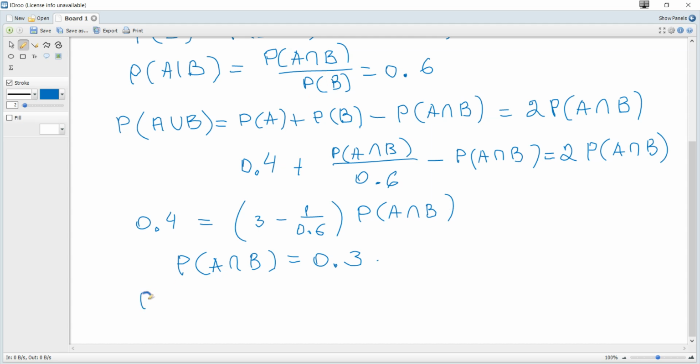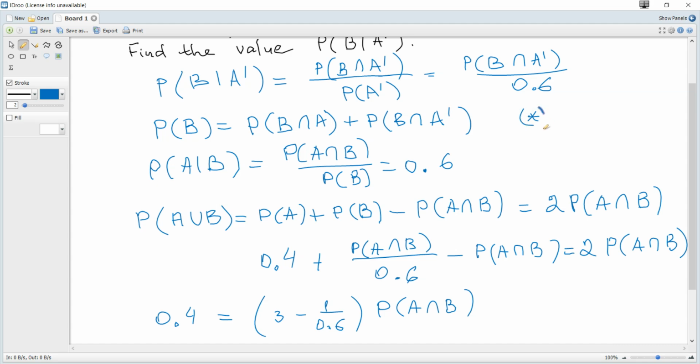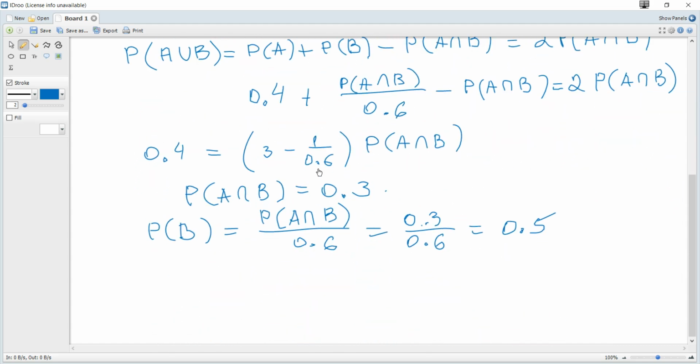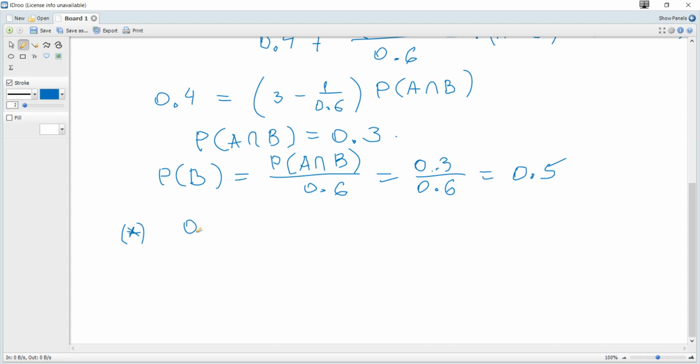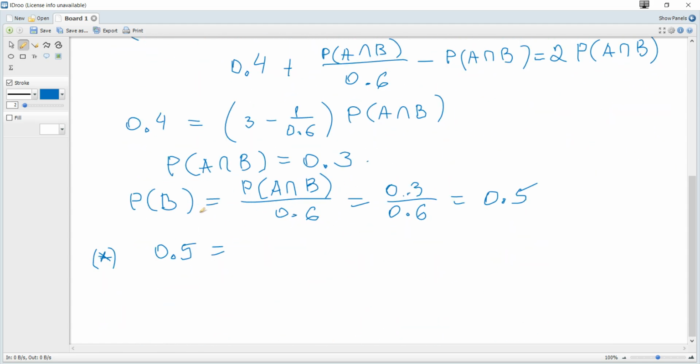Hence from this, probability of B is probability of A and B divided by 0.6, and it's what? 0.3 divided by 0.6, it's a half, 0.5, and then using this we can find probability of B and not A. So probability of B, it's 0.5, is equal to probability of B and A, it's the same as A and B, probability of A and B is 0.3, plus probability of B and not A. Hence probability of B and not A is 0.2.